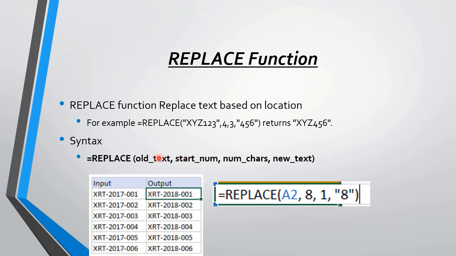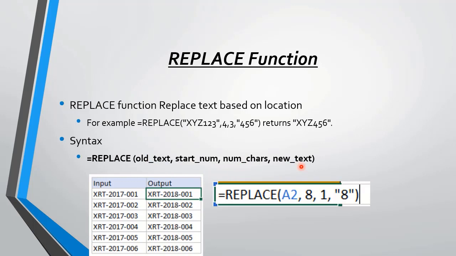Like in math, right? You must follow the formula to calculate some number. So for this one, first you type an equal sign and type REPLACE. It means the name of the function, and old text, start num, num characters, and new text. So we have 1, 2, 3, 4. Remember, in the REPLACE function, we have 4 arguments, right?